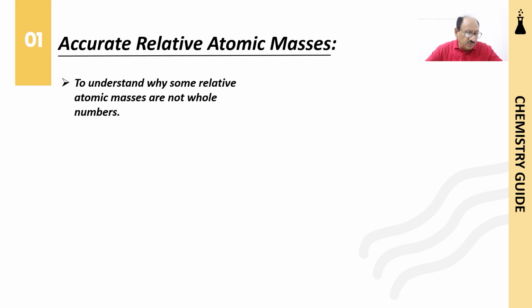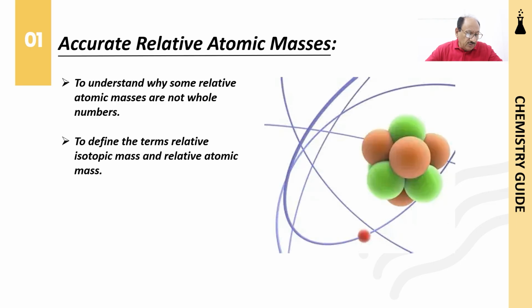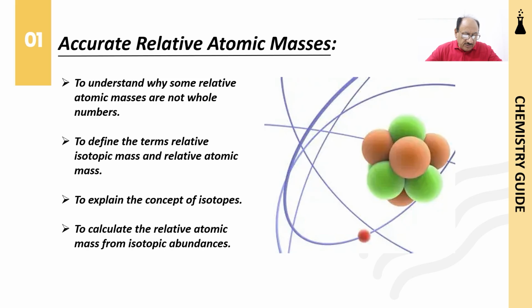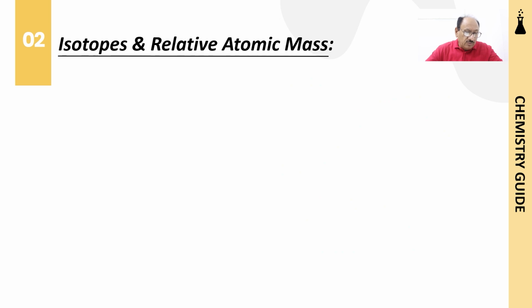What we'll be understanding is why some relative atomic masses are not whole numbers. If you check the periodic chart, they are not whole numbers. We will define the terms relative isotopic mass and relative atomic mass, explain the concept of isotopes, and calculate relative atomic masses from isotopic abundance.